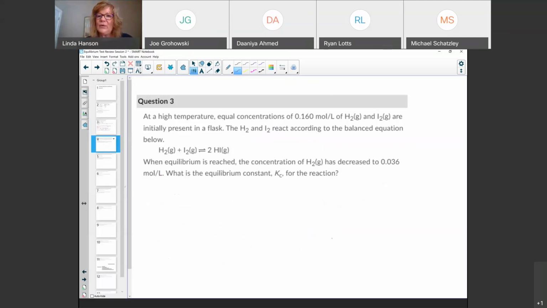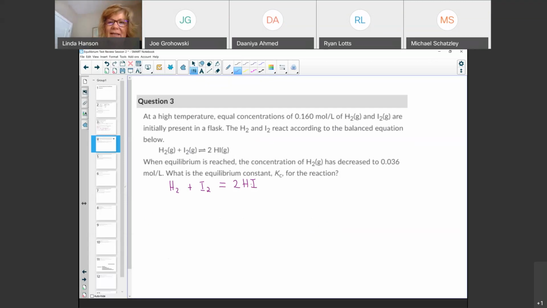Let's give a read through of what we see here. High temperatures, equal concentrations of hydrogen and iodine are initially put in the flask, and here's our equation. So I'm going to just take a moment and rewrite the equation so I can write things under it. H2 and I2 in dynamic equilibrium with 2 HI.